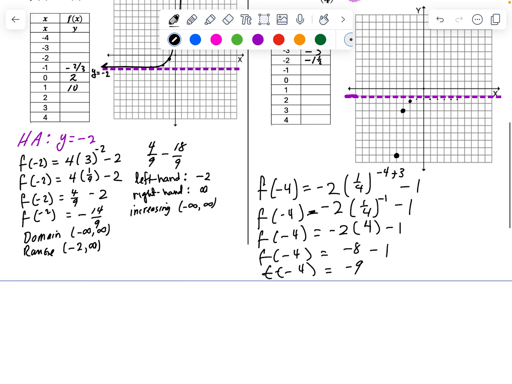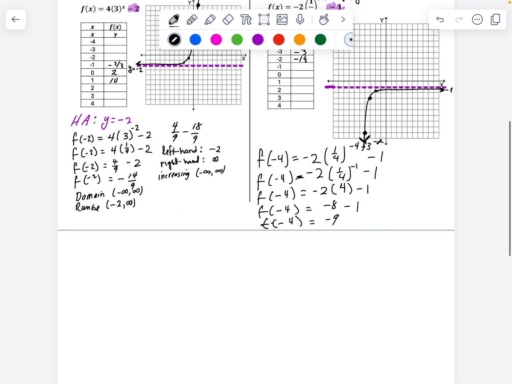So this graph goes from way down low to here, and then curves and gets remarkably close to negative 1, but never touches it. So this gets very, very close to negative 1. Down here it goes toward negative infinity.